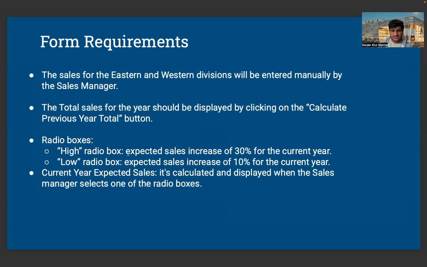It's just saying that if the user or the sales manager selects the high radio box, then while calculating the current year's expected sales, just take this into account. There's a formula for this wherein we will take into consideration the 30% amount for the expected sales increase, right? And if the case is low, we'll just take 10%. We'll see that while implementing the actual code and the formula for it.